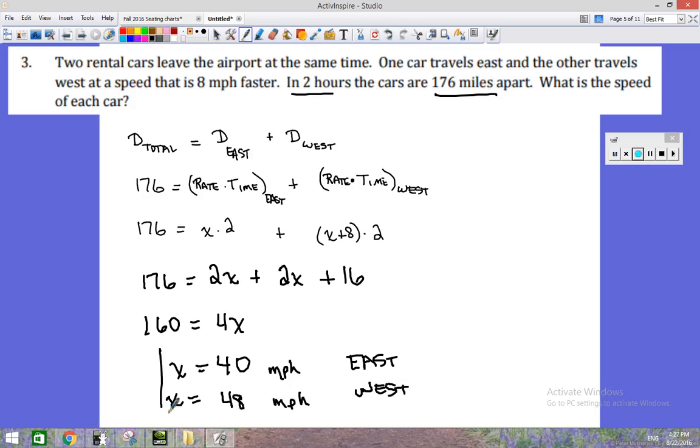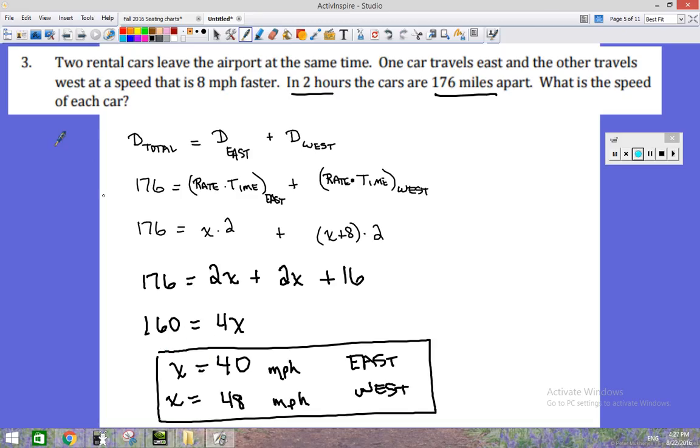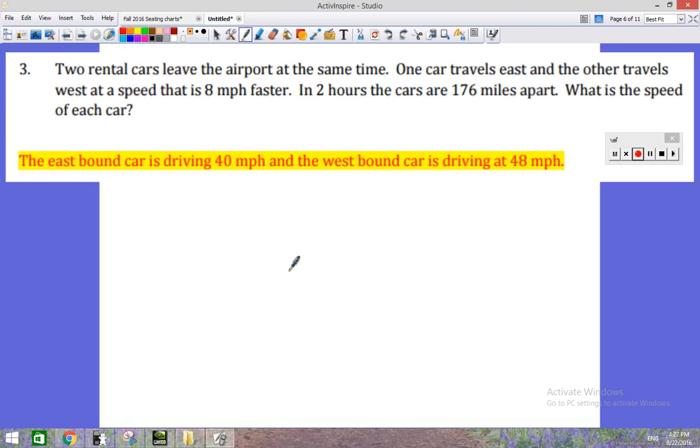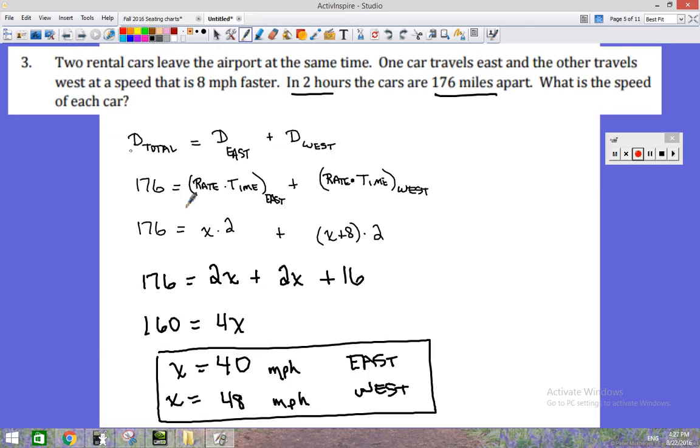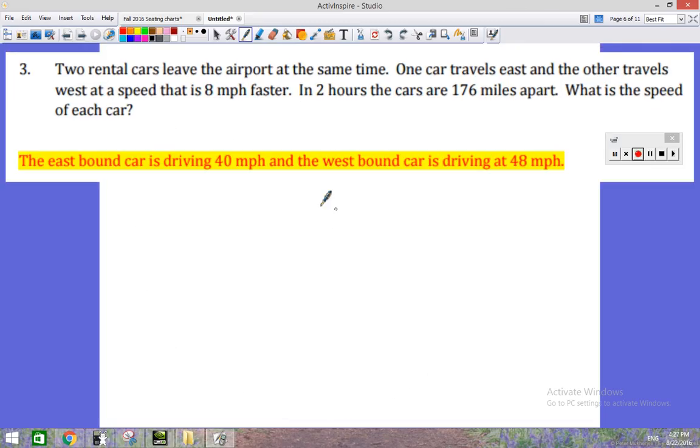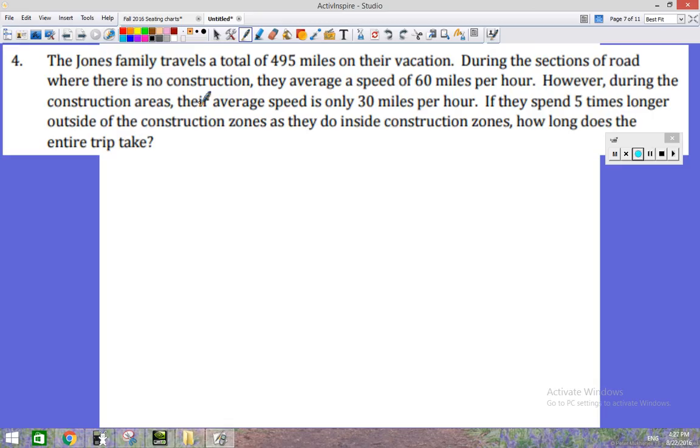the westbound. So let's check and see if that's the same answers that I have on that answer key. It should be. Eastbound car is 40 miles per hour. And the westbound car is traveling 48 miles per hour. So hey, we got the same answers that I had on that answer key. Let's take a look now at number 4.